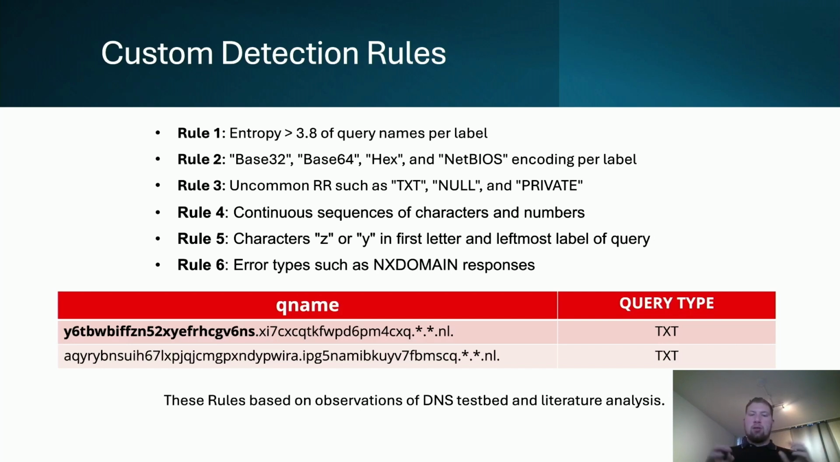Here I have an example of two queries based on the custom detection rules. Rules 1, 2, 3, and 6 are based on literature analysis, and rules 4 and 5 are based on observation on the DNS testbed. In general, all these rules are based on observation of the DNS testbed and literature analysis.